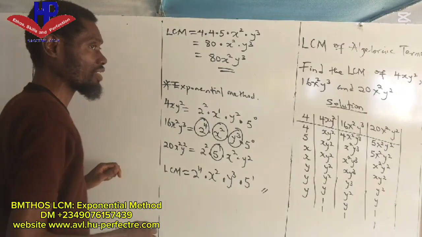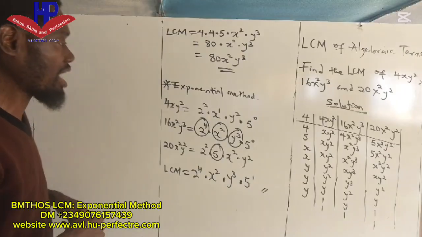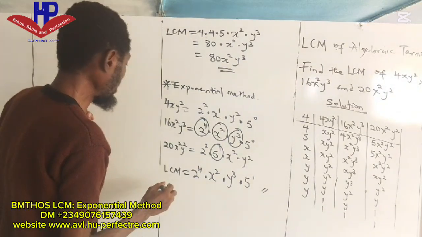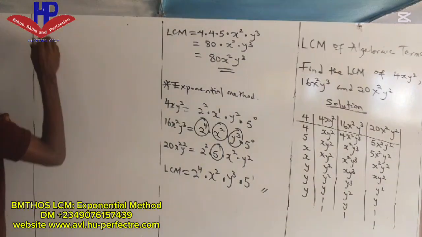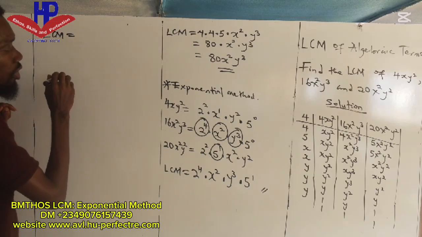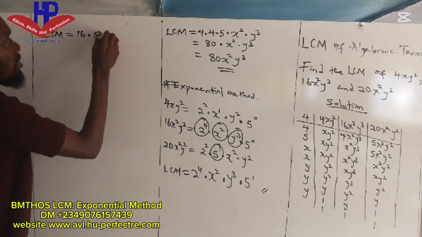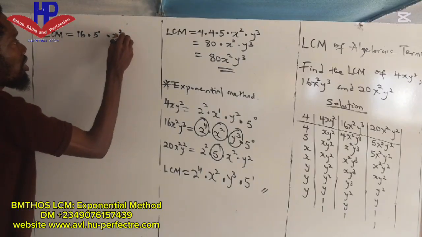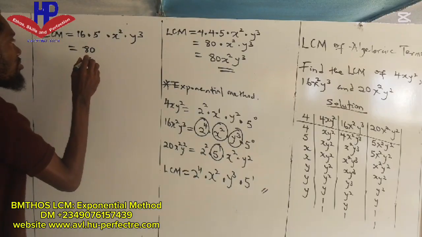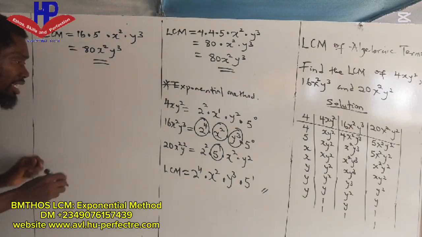Should you ask to write your answer in exponential form or in indices form, this will be the final answer. But should you not ask to do that, you can still write your answer as a whole number. So our LCM will be equal to 2 to the power 4 is 16 times 5 to the power 1 is still 5 times x to the power 2 times y to the power 3. 16 times 5 is 80 x squared y to the power 3. This is the final result.